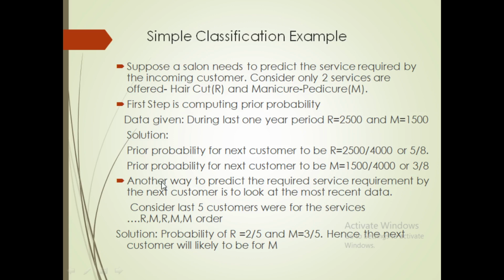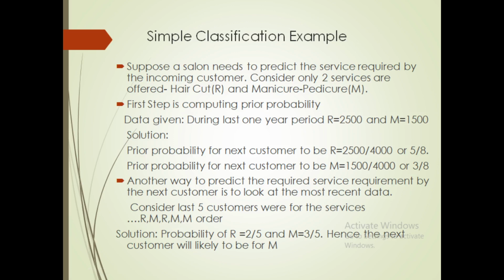And there is another way of predicting which service is required by the next customer. That is by considering the recent services. Consider the last 5 customers were for the services R, M, R, M, M. So we will consider only the last 5 customers. By considering these customers, we can predict whether the upcoming customer will be coming for R or M.